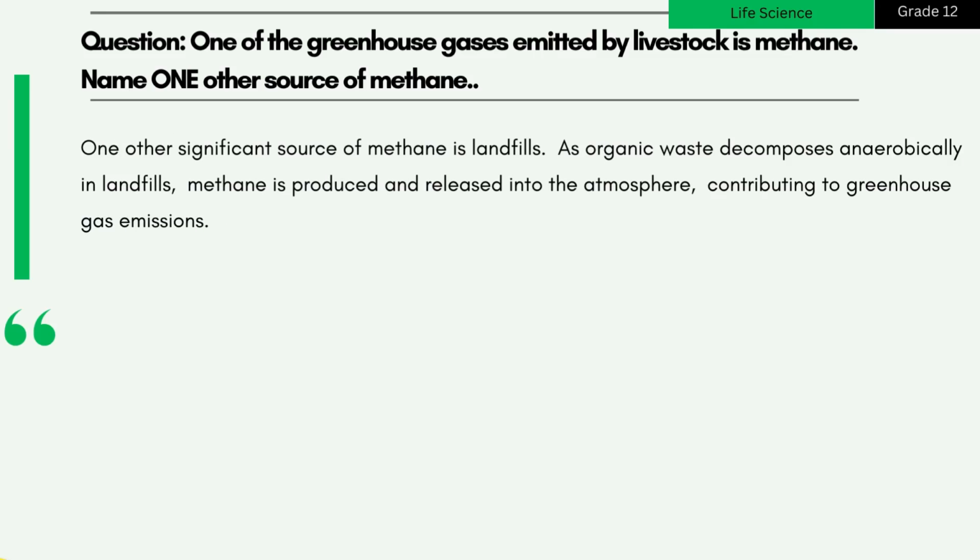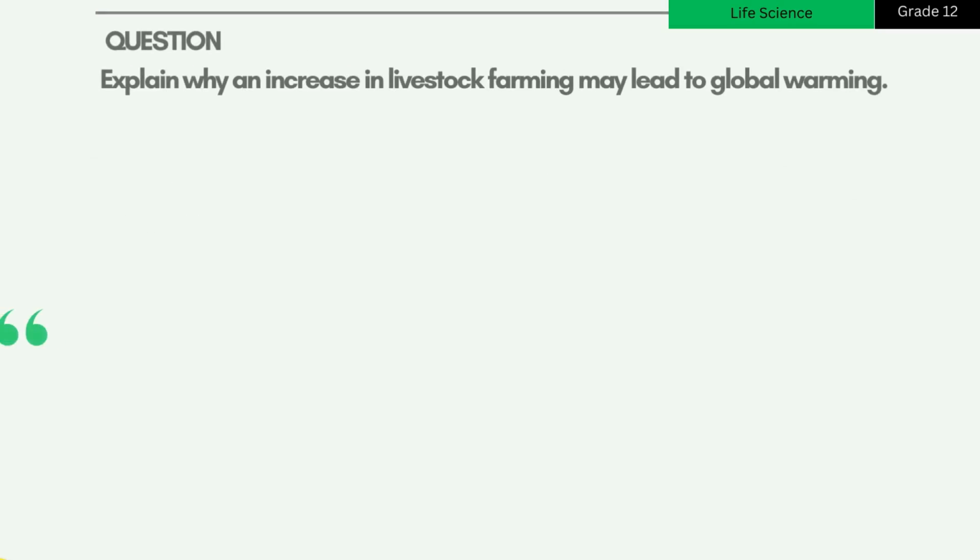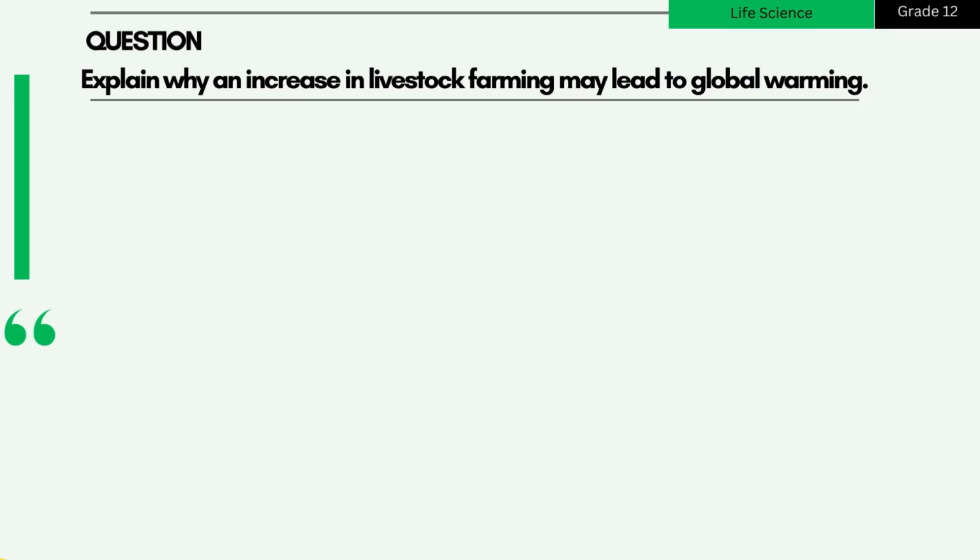One other significant source of methane is landfills. As organic waste decomposes anaerobically in landfills, methane is produced and released into the atmosphere, contributing to greenhouse gas emissions. Question: explain why an increase in livestock farming may lead to global warming.